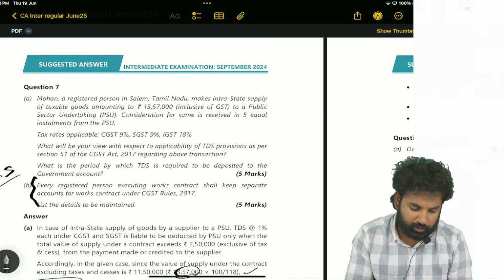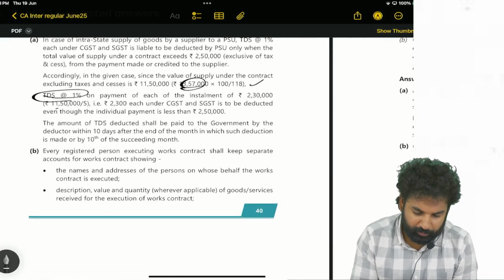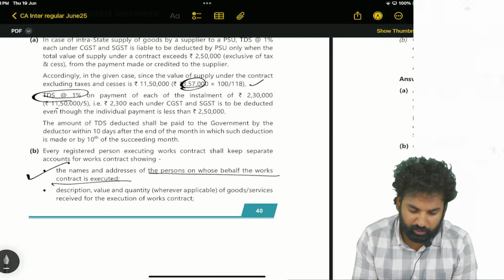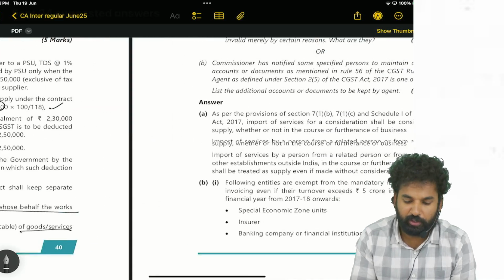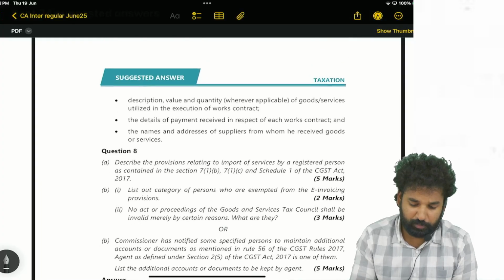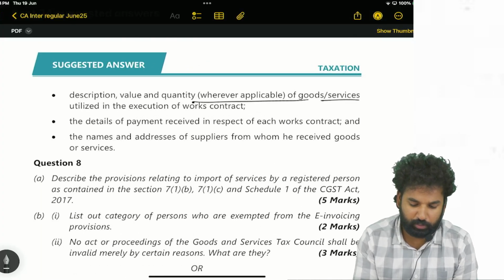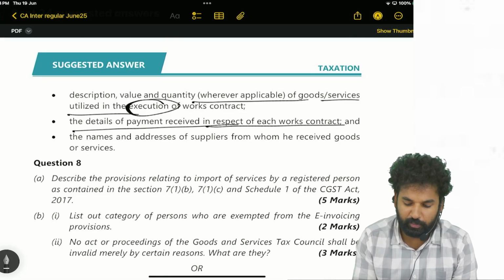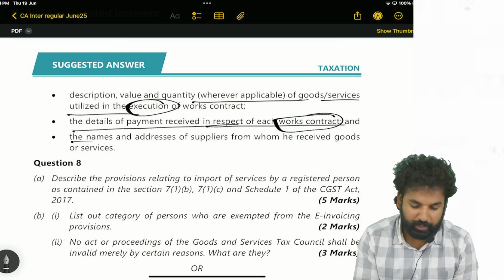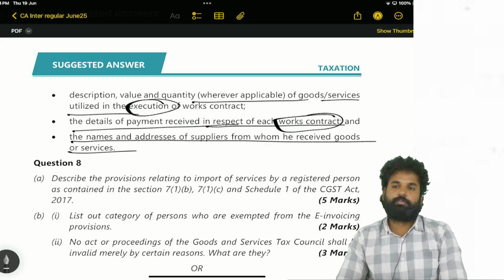See here, next details. Name and address of the person on whose behalf works contract is executed. Description, value and quantity of the goods or services received for execution of works contract. Next, description, value and quantity, wherever applicable, of the goods or services utilized in a works contract. Details of the payment received in respect of each works contract. And the name and address of the supplier from whom he received the goods or services.